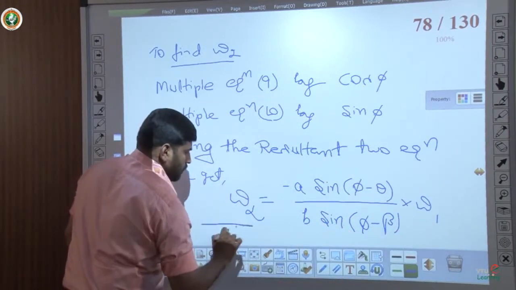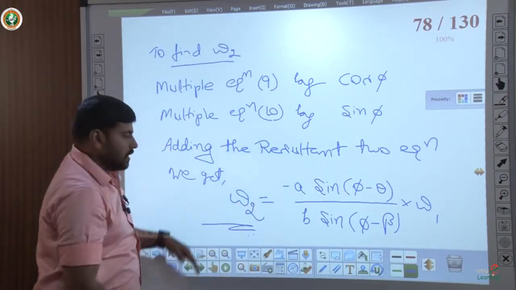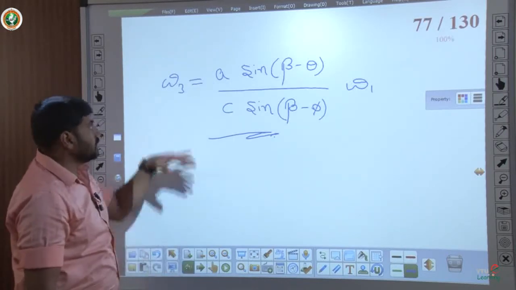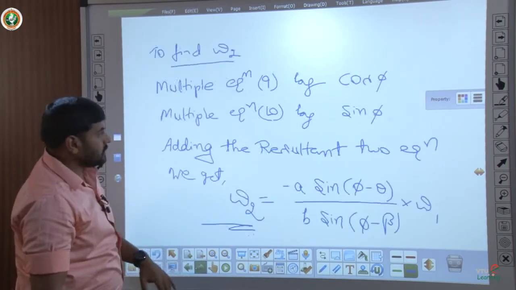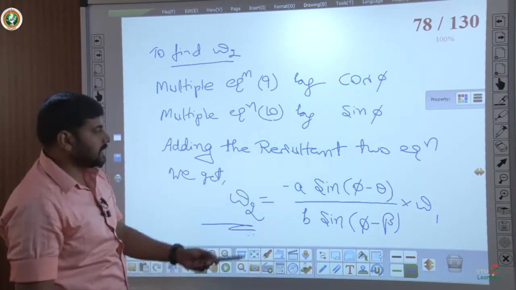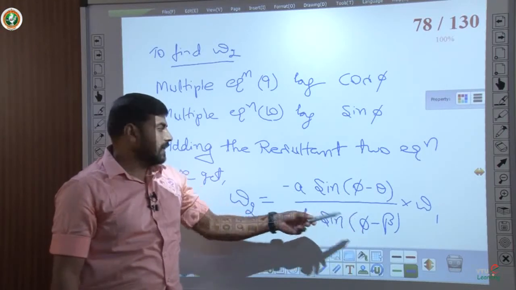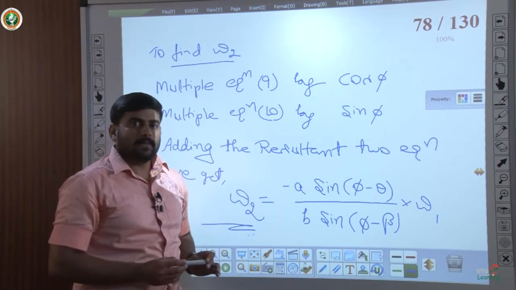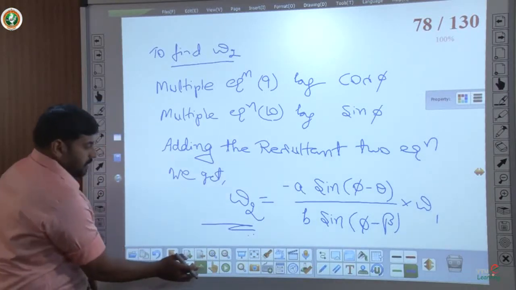Omega 1. So this is about the angular velocity of the transmission link or coupler. So thereby we have done velocity analysis. In velocity analysis, we have calculated the angular velocity of the output link or rocker and the velocity of the transmission link or coupler. So this is the expression. A careful observation reveals that it depends only on the angular displacements theta, phi, beta and the link lengths A and B. Omega 1 is already known. Omega 1 is 2 pi n by 60, where n is RPM of crank. So with this, we have done velocity analysis.